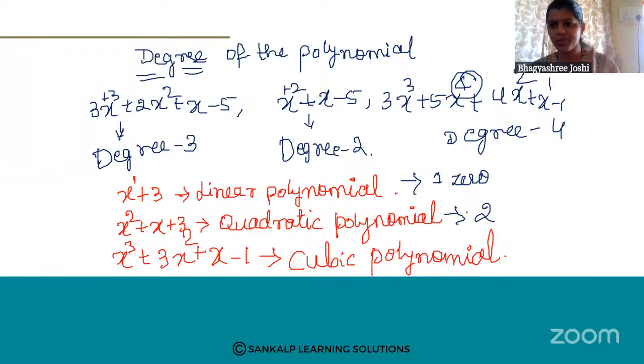Okay. For quadratic, at most 2. So less than 2 is possible, but more than 2 is not possible. Therefore, we can say that it is at most 2. Okay. At most 2. Remember, this is very important. At most 2. And for cubic, at most 3.